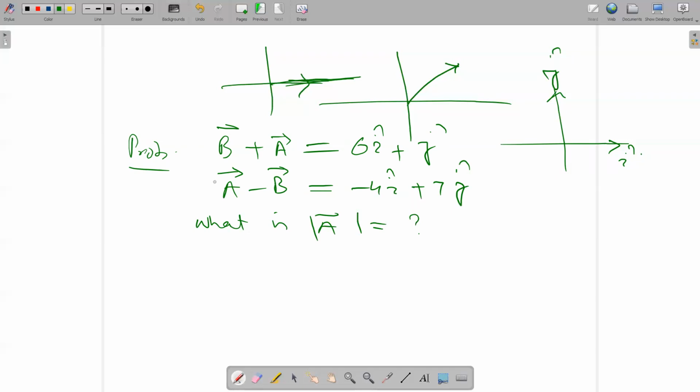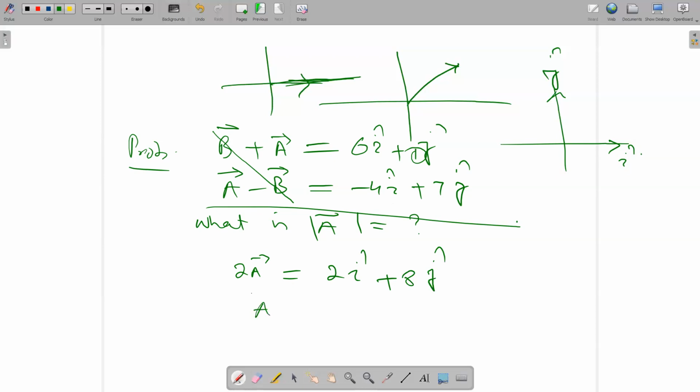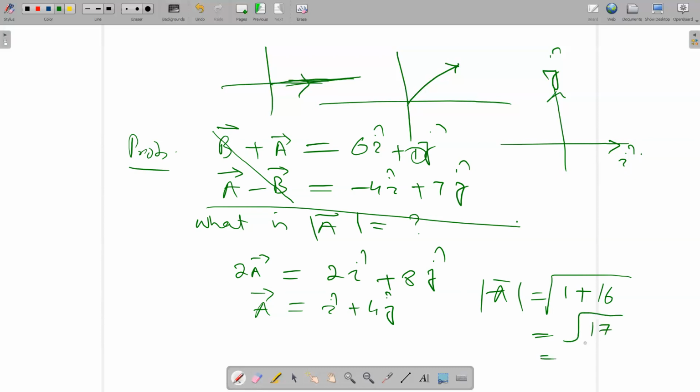So what we will do? We will solve this one. We will add these. If you add them, you know that B will cancel and we will get 2A. So solve this: 6 minus 4, 2i, plus 7 plus 1, 8j. So divide by 2. The answer will be i plus 4j. Okay, so the A vector magnitude will be what? 1 plus 16, 4 square is 16. And this is 17 under root, and 17 under root is equal to 4.1.